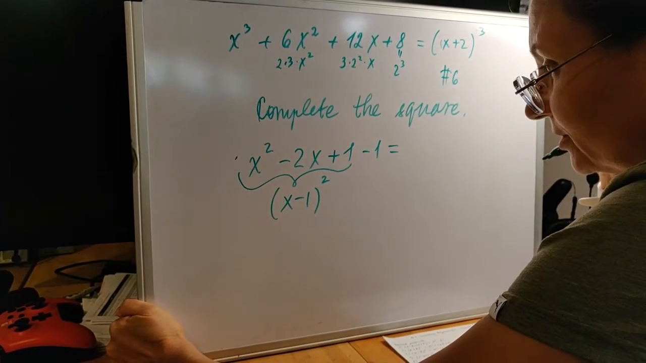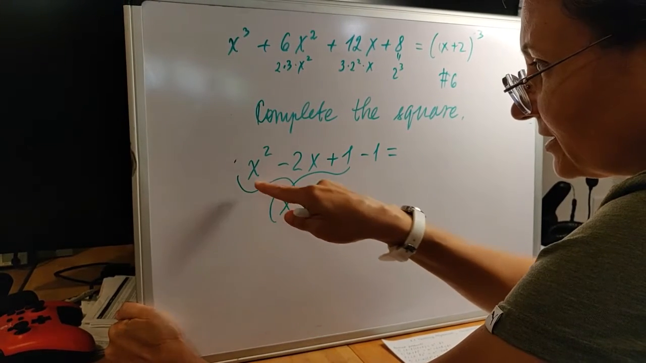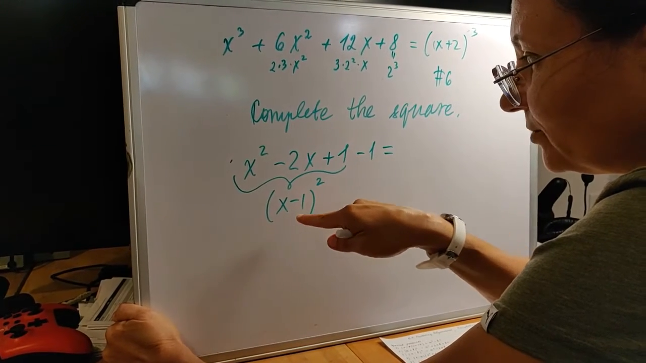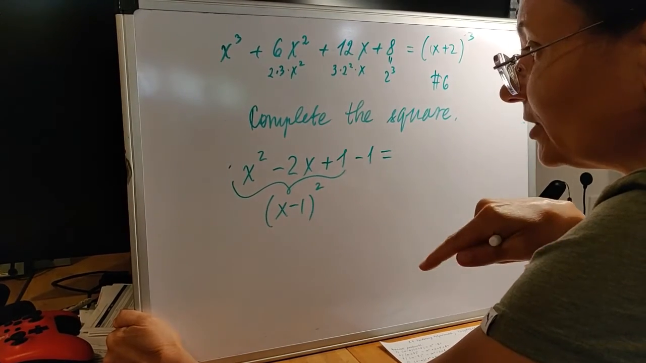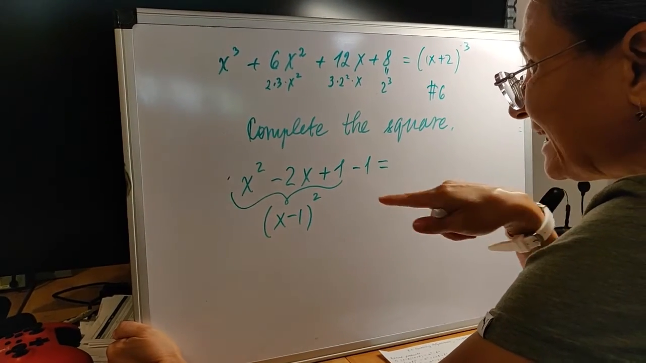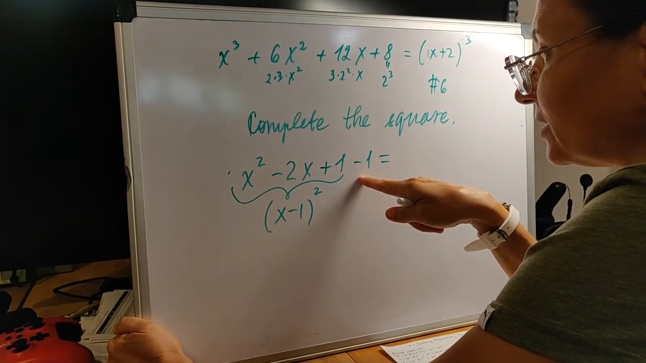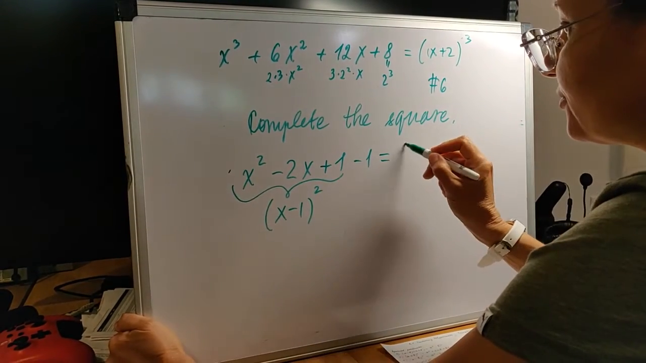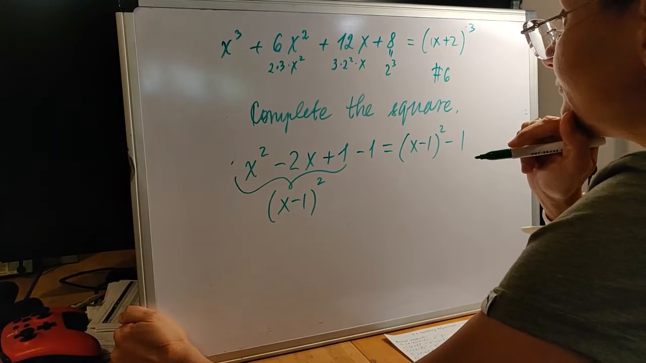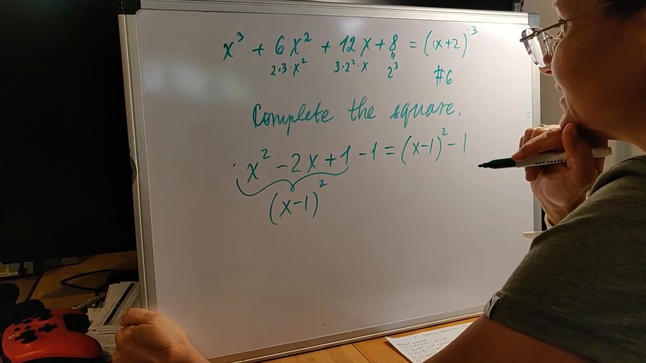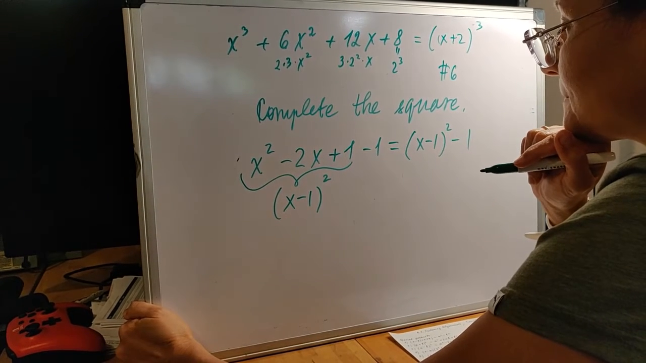If you look at formula number 3, it's a minus b, and that's a squared minus 2ab, and that's 2, and a is 1, and b is x, and 1 is like b squared. Why do I do minus 1? I don't want to change the expression, so I'm going to write down x minus 1 squared minus 1. So I completed the square, and I did not change my expression.